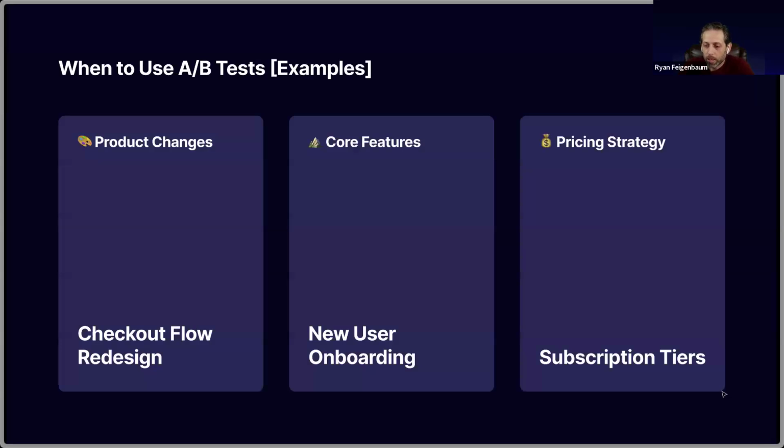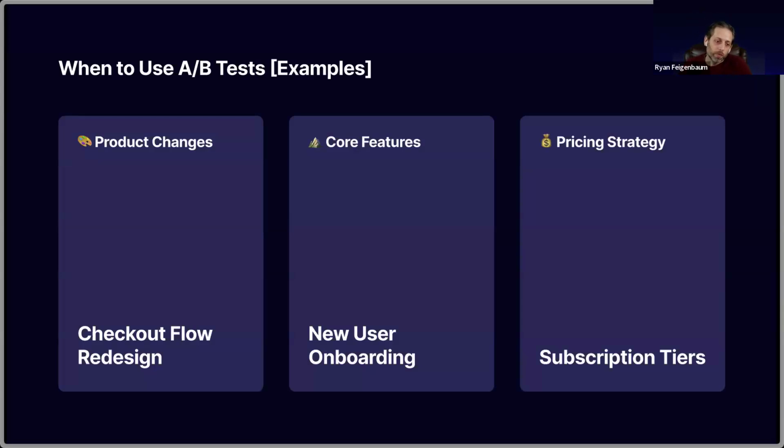And let me get to some of the examples so we can see how this plays out. So product changes is one where a traditional A/B test may be better, especially for something like a checkout flow redesign, because you want to understand multiple metrics. Most likely you want to understand conversion, cart abandonment, average order value. All of those are perhaps equally important. In that case, then an A/B test might be the better choice.